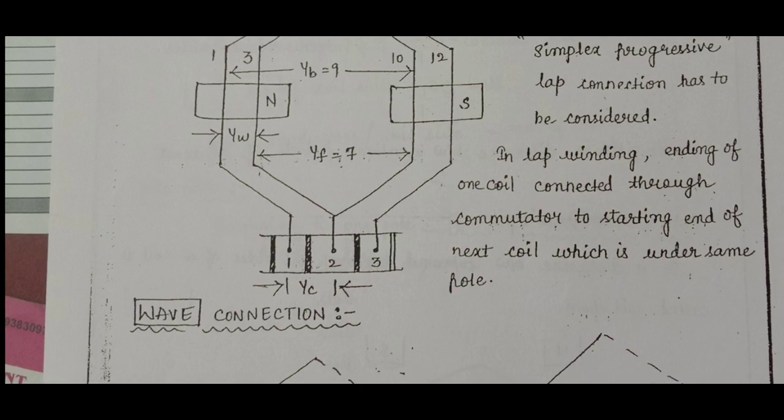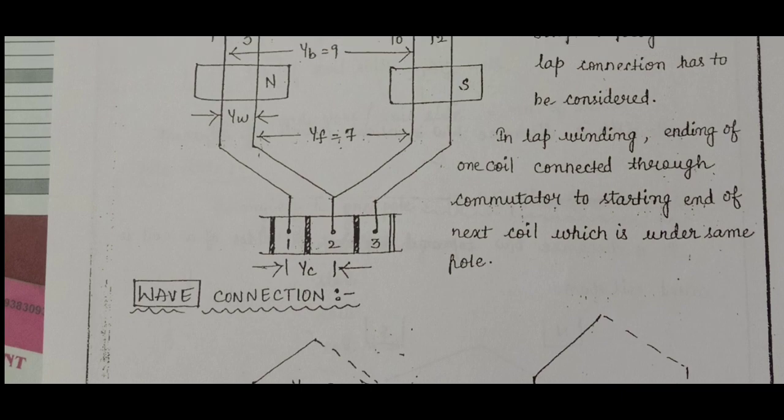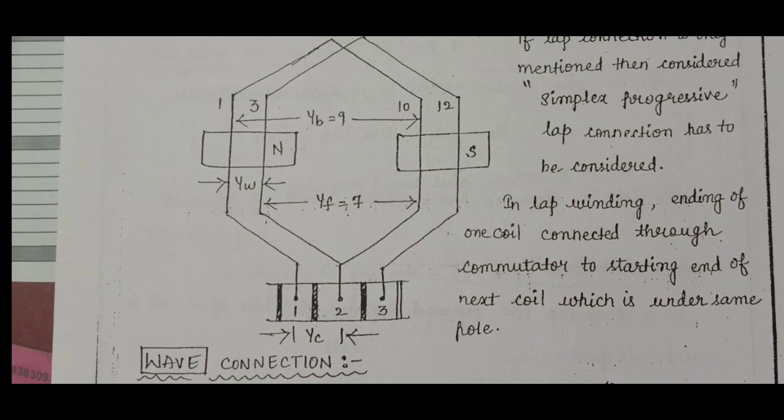In lap winding, the ending of one coil is connected through the commutator to the starting end of the next coil, which is under the same pole. Again, in a lap winding, the ending end of the first coil is connected through the commutator to the starting end of the next coil, which is under the same pole.